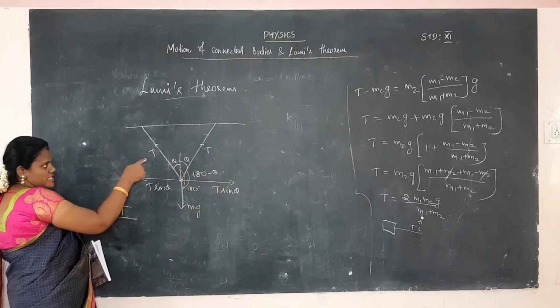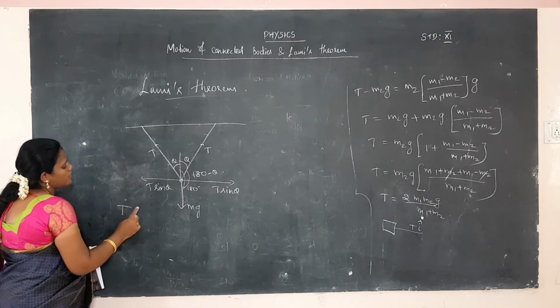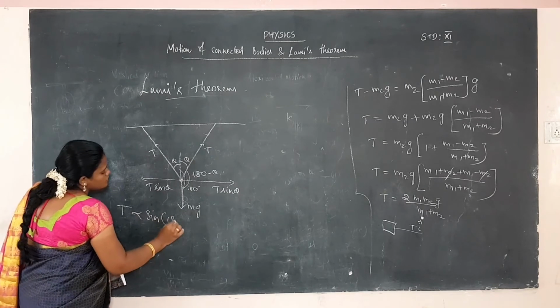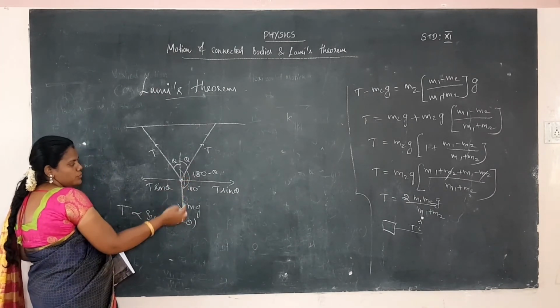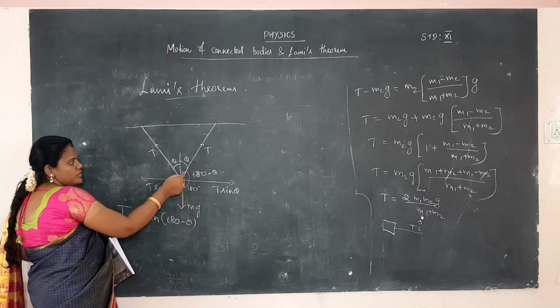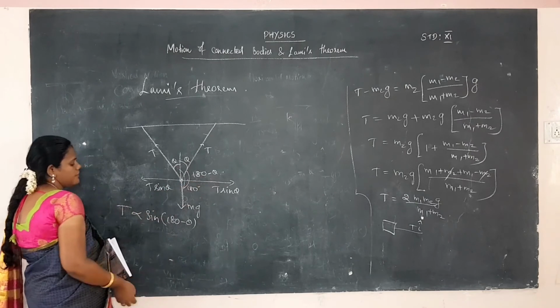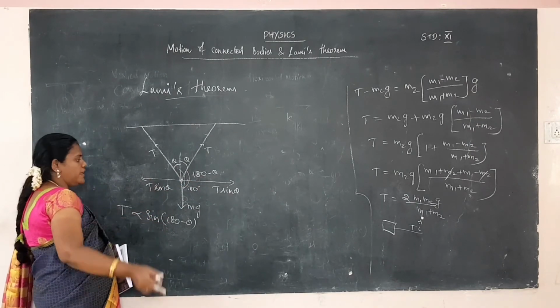So T will be directly proportional to the sine of the angle between the opposite two forces. The opposite angle is 180 minus theta, since the total angle is 180. So T will be proportional to sine of 180 minus theta.